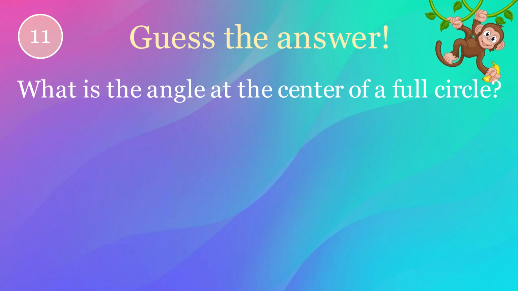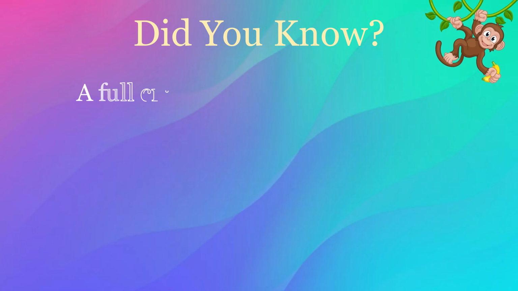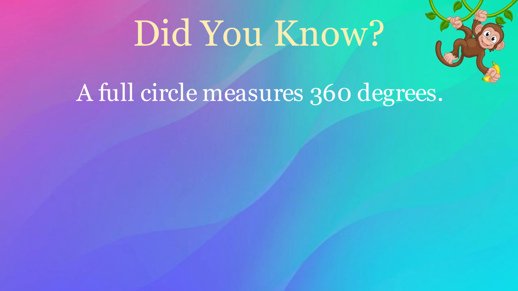What is the angle at the center of a full circle? 90 degrees, 180 degrees, 360 degrees. The correct answer is 360 degrees. Here's an interesting fact. A full circle measures 360 degrees.